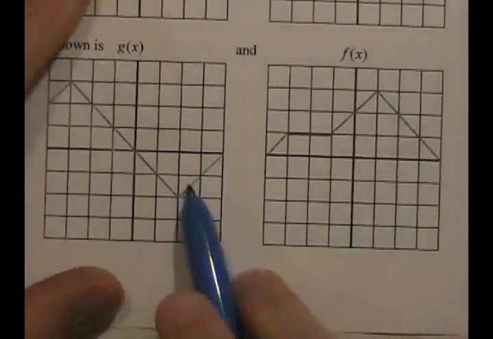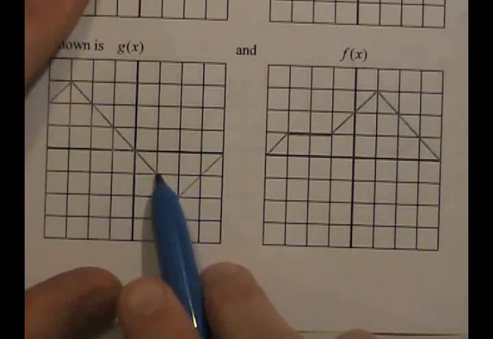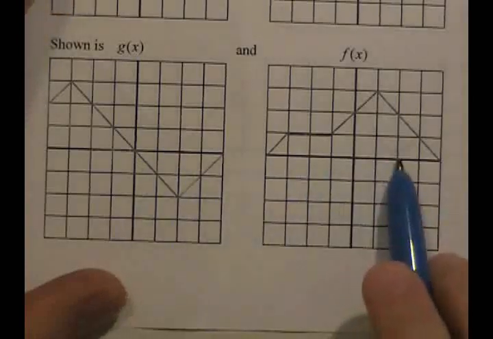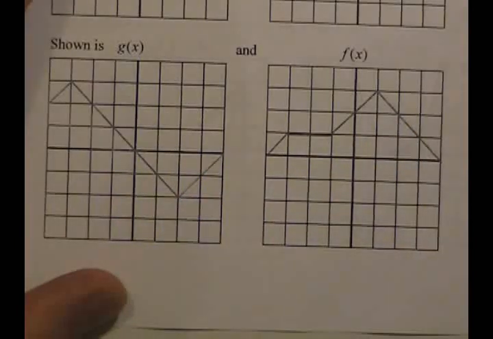So for example, it says f of g of 1. So I do g of 1, which is minus 1. And f of that number is positive 1. So f of g of 1 is positive 1. The next one is g of f of 2. So f of 2 is on the inside, so we go to the f graph. So f of 2 is 2. And g of that number is minus 2. So g of f of 2 is minus 2.